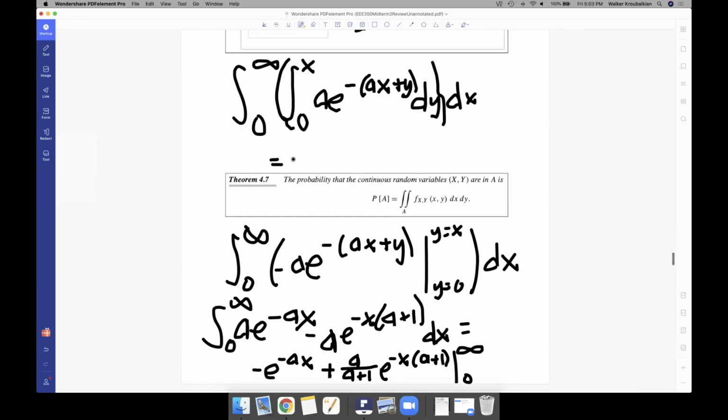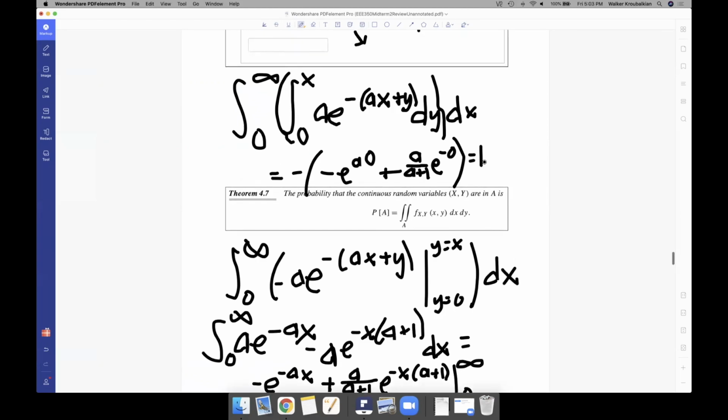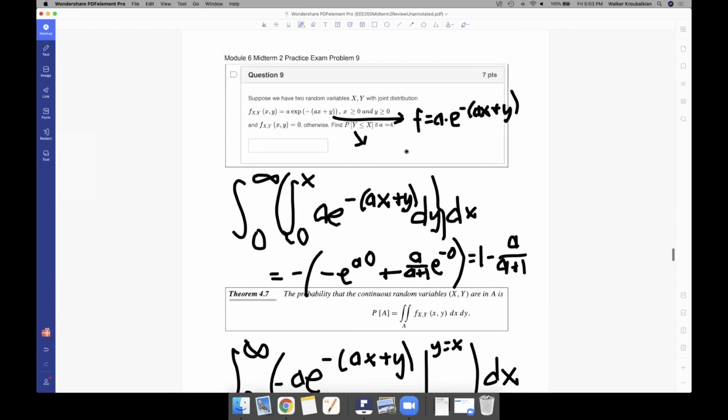So this is going to be minus e to the a times 0 plus a over a plus 1 times e to the minus 0. I'm just plugging in 0 down here, and then we subtract it because it's on the bottom of the integral. This gives us 1 minus a over a plus 1. So our final answer, this probability, is 1 minus a over a plus 1, which is 1 divided by a plus 1. If we plug in a equals 4, this is 1 over 5, which is 0.2.